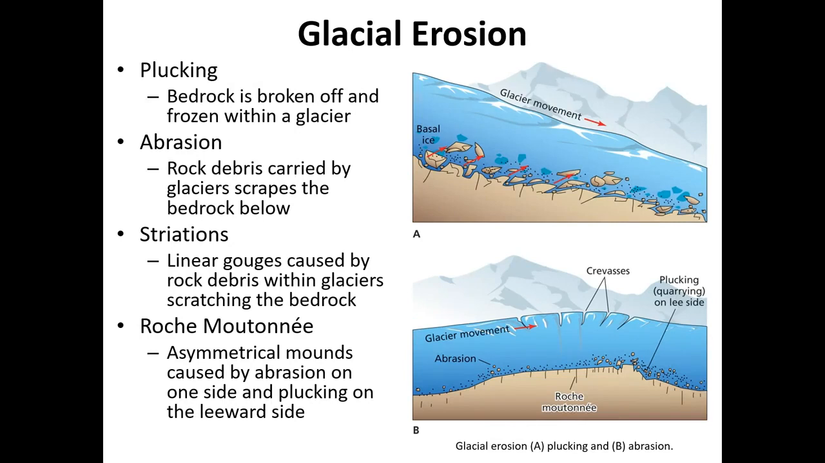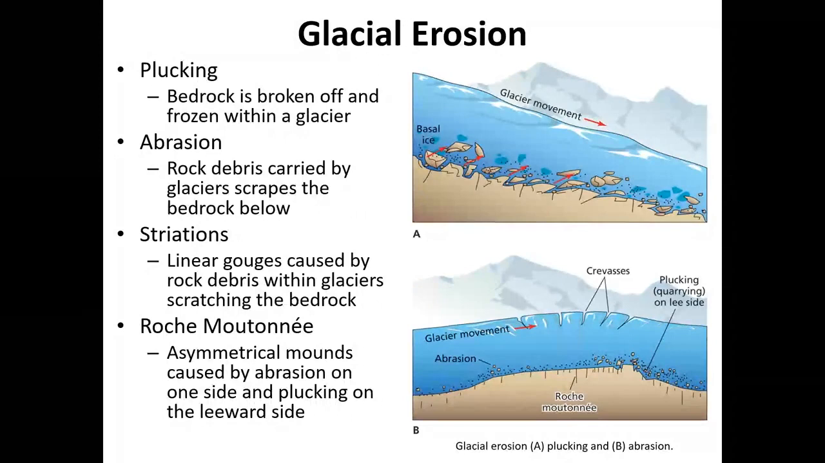So plucking is when the ice itself breaks rocks away. Abrasion is when pieces of the rock brush up against the rock bed and cause more abrasion. Striations are linear gouges that are caused by rock debris in the glaciers.